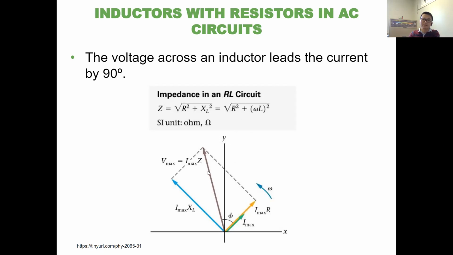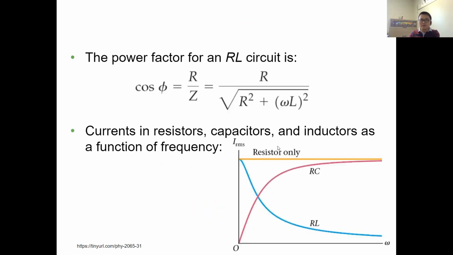So in that case, Z here is the impedance for the whole thing. V max equals I max times Z, where Z is the impedance, okay? Now the power factor, again in this case, because the inductor consumes zero power, it's all on the resistor, so it will also turn out to be just R divided by Z.